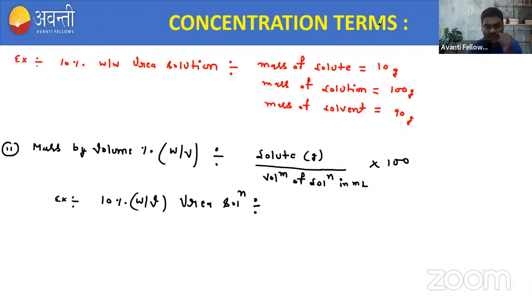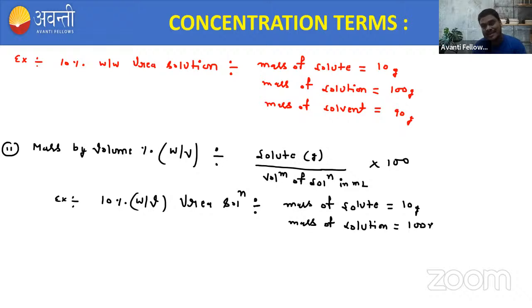Okay, so this is 100 gram, right? So in this 100 gram, why? Because this is the volume of the solution in milliliter, weight by volume. So that is 10 gram of the solute. So here, mass of solute is equal to 10 gram, right? Where the volume of the solution is equal to 100 ml, right?